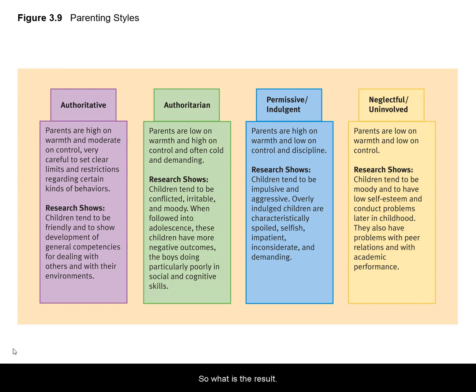So what is the result? Well, for authoritative parents, children tend to be friendly and show development of general competencies. For authoritarian, children tend to be conflicted, irritable, and moody. For permissive, children tend to be impulsive and aggressive. And then for neglectful, children tend to be moody and to have low self-esteem and conduct problems. Okay.